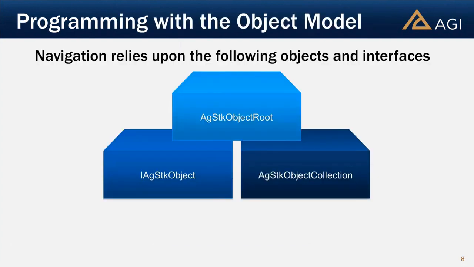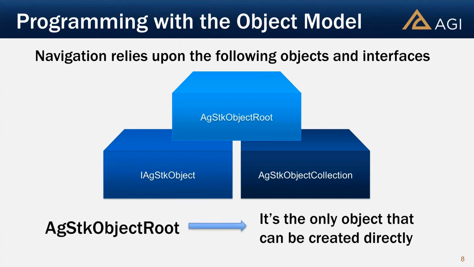All right, going into a little bit more about the way things are structured or the terminology used in STK. The IAG STK object exposes the methods and the properties. The AG STK object root provides the methods and properties to load scenarios, create new ones, and access the object model unit preferences. The IAG STK object collection will hold the children objects of a particular object. But honestly, we have a lot more information about this on our website that you can definitely review.